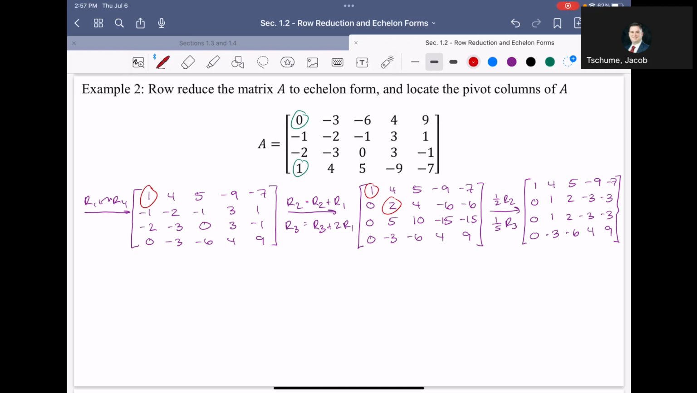So for right now, I still have my same two pivot positions that I have found. I just need to make everything below that second pivot position a 0. So I'm going to take row 3 and subtract row 2. And I'm going to take row 4 and add 3 row 2s. So your top two rows are not going to change here.